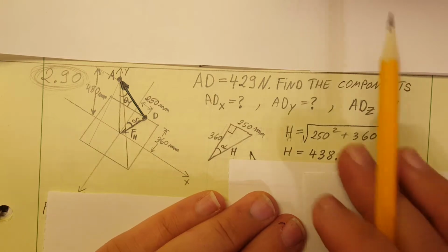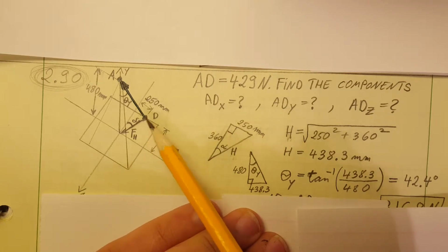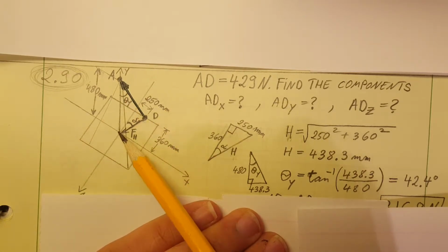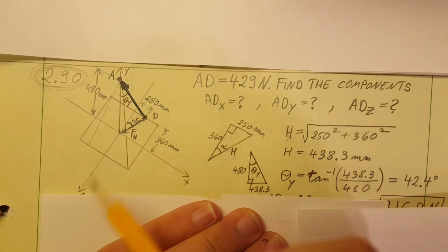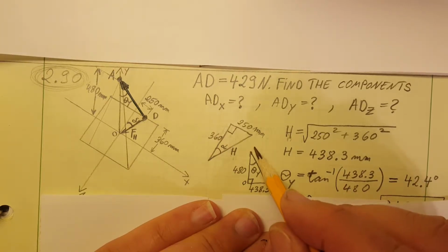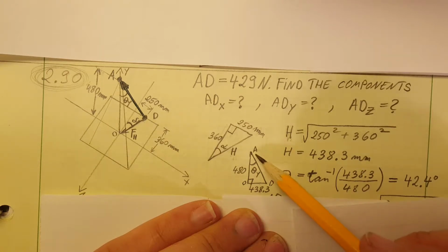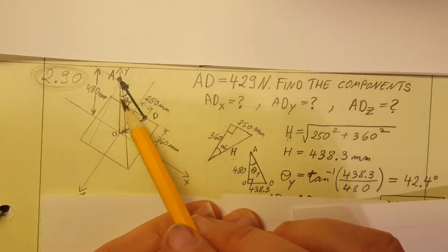Okay, now I'm gonna move on to this triangle, which is the one A, D, and this center right here. Maybe we should call this an O. There you go. So now we can see it better. This is O, this is D, and this is A up here. Down here we just found it, it's 438. Going up, which is this side, is 480, and now we're gonna be able to determine theta, which is up here in this corner, or up here on the original drawing.